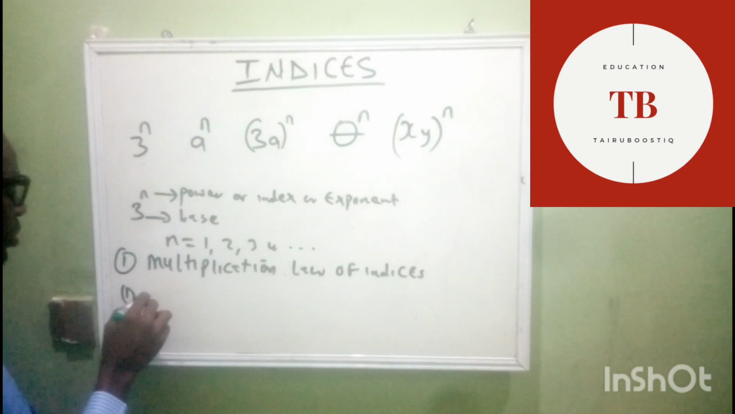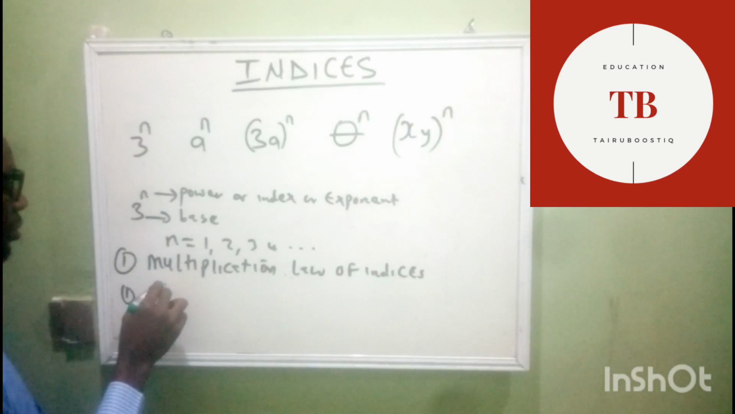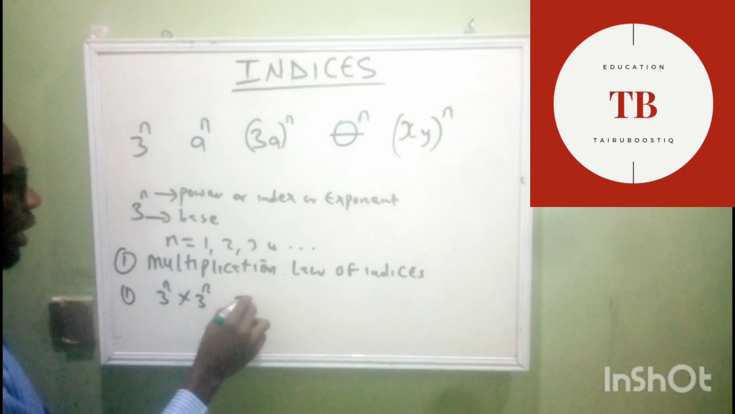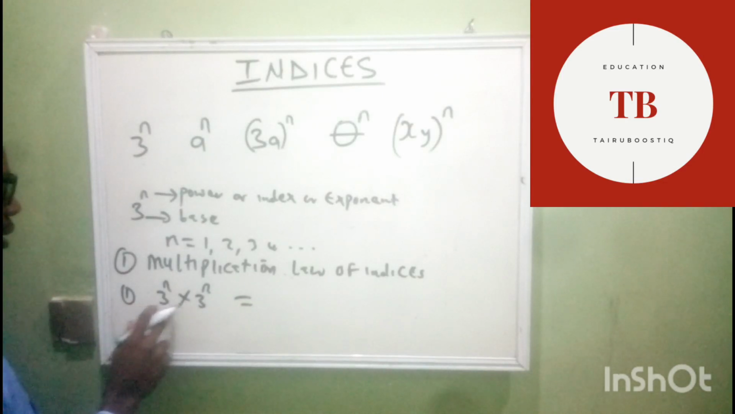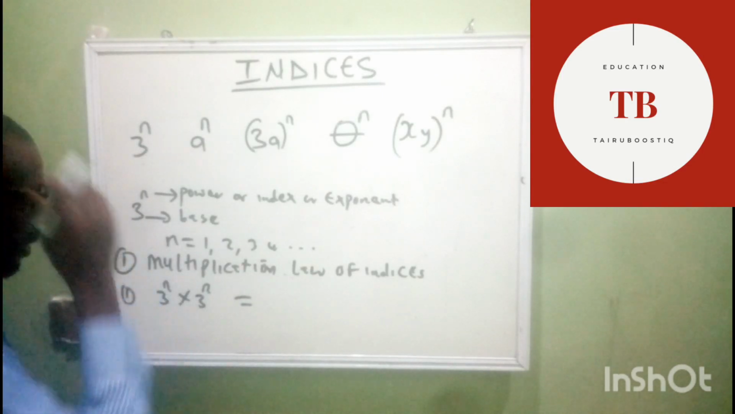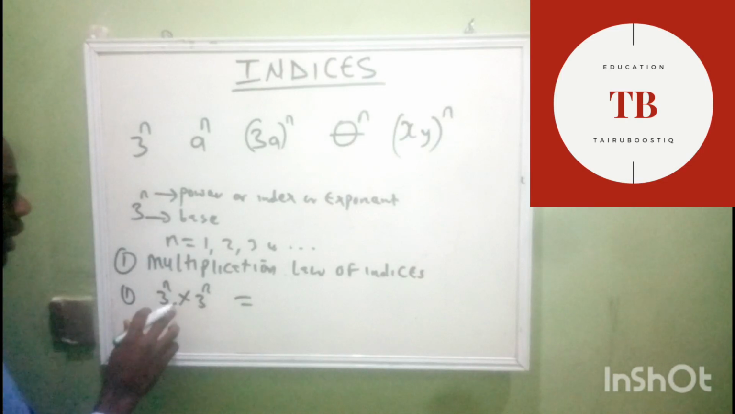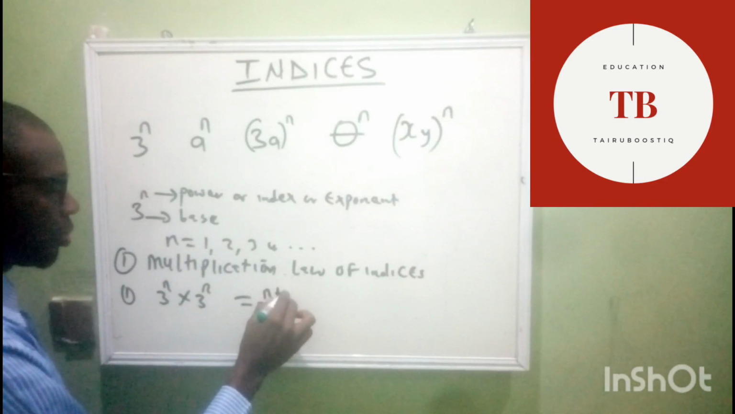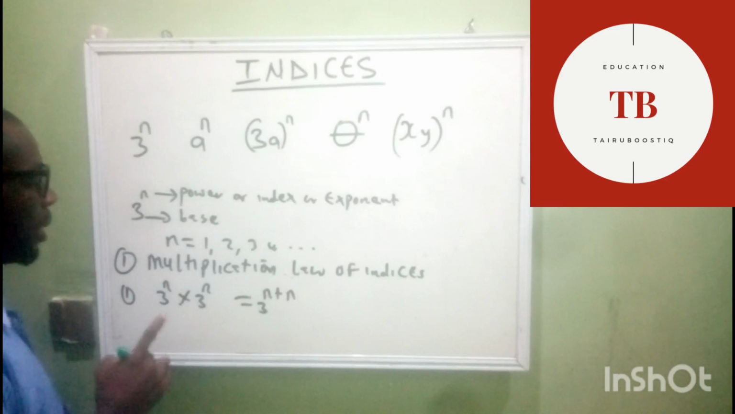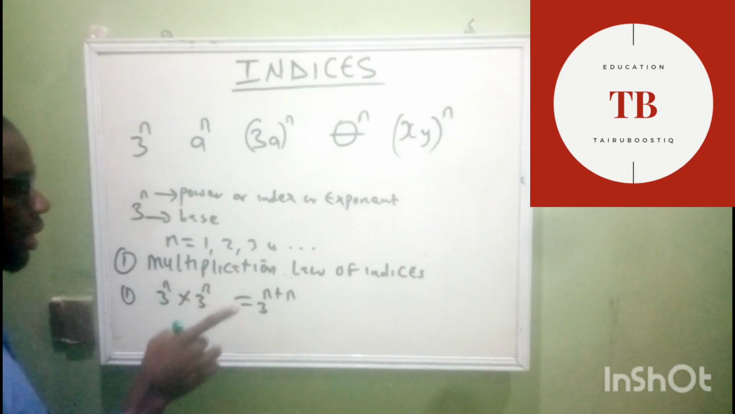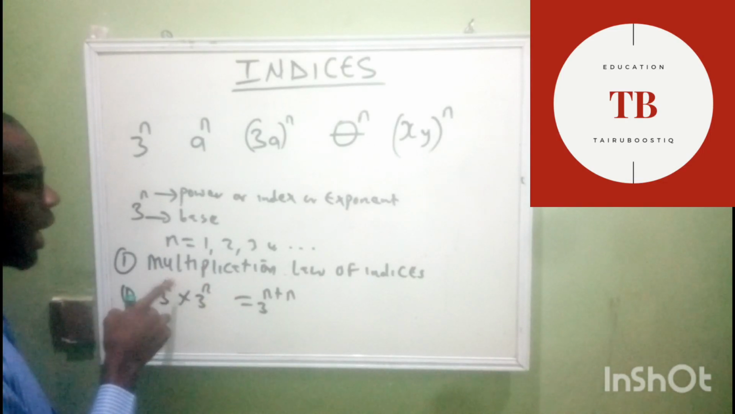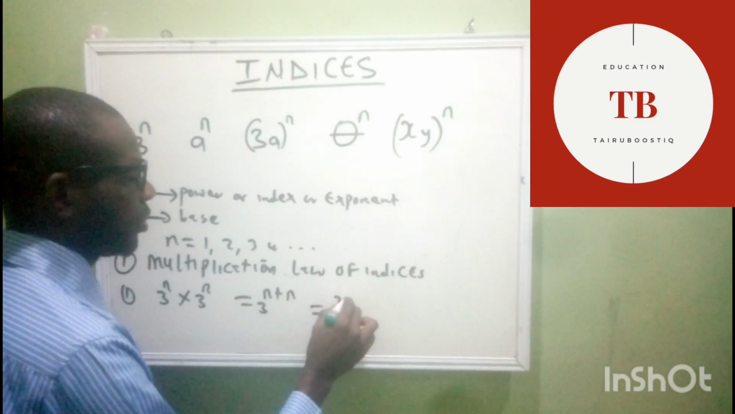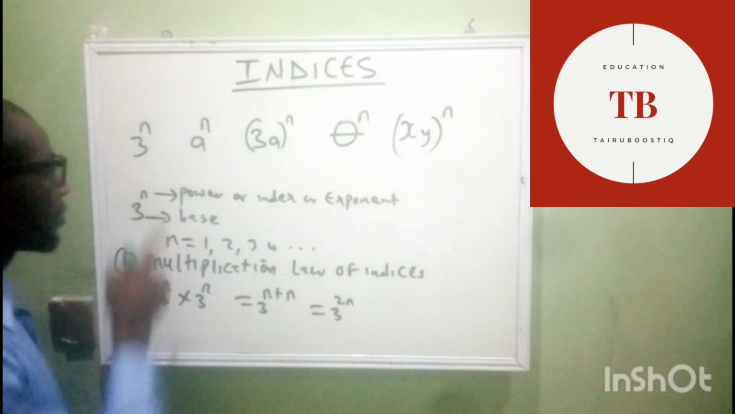For example, maybe we are asked to simplify 3 raised to power n times 3 raised to power n. The 3s are the base, and they are the same. It means that our answer will now be 3 raised to power n plus n, because the multiplication law of indices states that if the bases are the same, you add the powers. And our final answer will be 3 raised to power 2n.